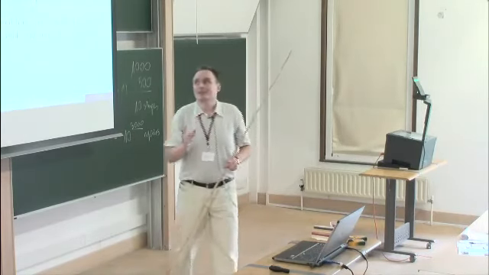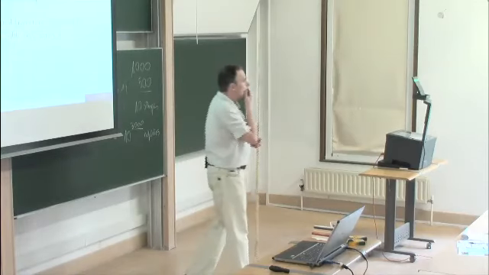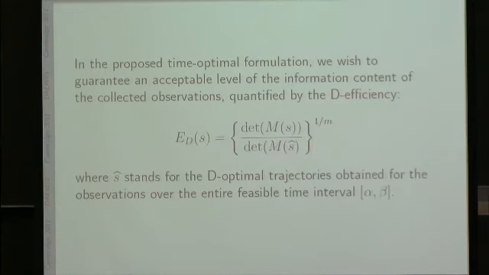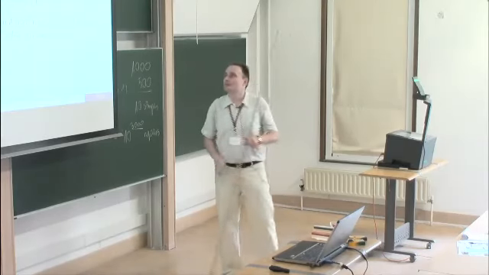But of course, if we ask the question how to minimize the time, at this moment, if we have only this criterion that we wish to minimize time, the solution is obvious. The time should be 0. We don't measure anything. So this is the minimum value of the time optimum criterion.